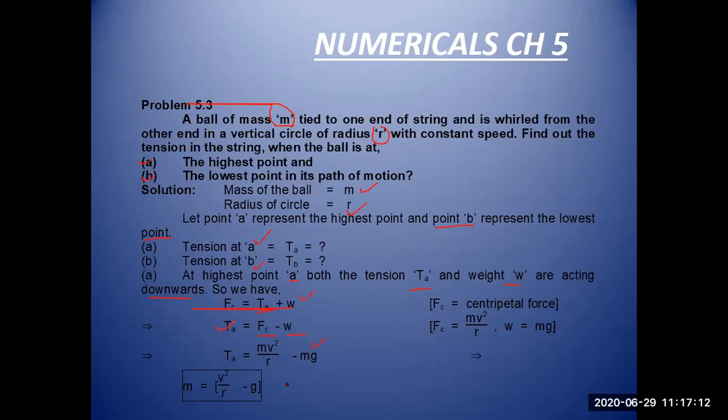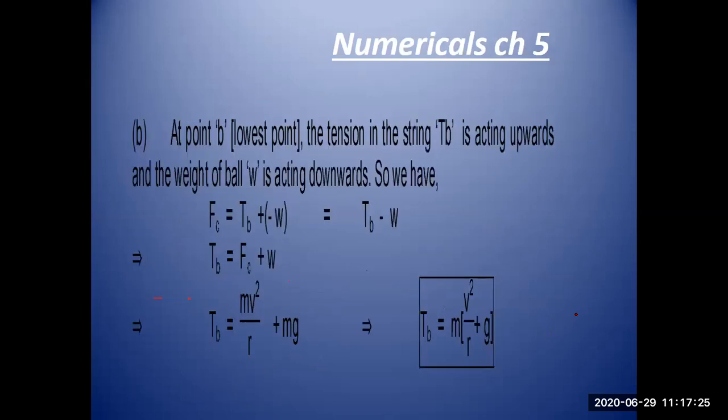So again, the centripetal formula is mv² divided by r. You were asked to calculate the mass as well as the radius, so by using this formula you have calculated the mass. And at point B, the tension in the string is acting upward and the weight is acting downward. Here is the sum of the forces acting, in opposite directions.